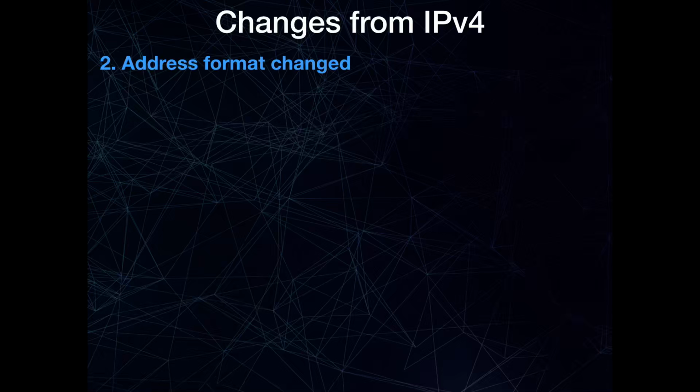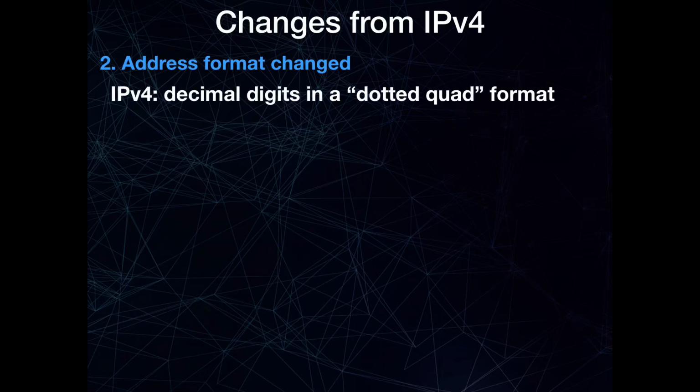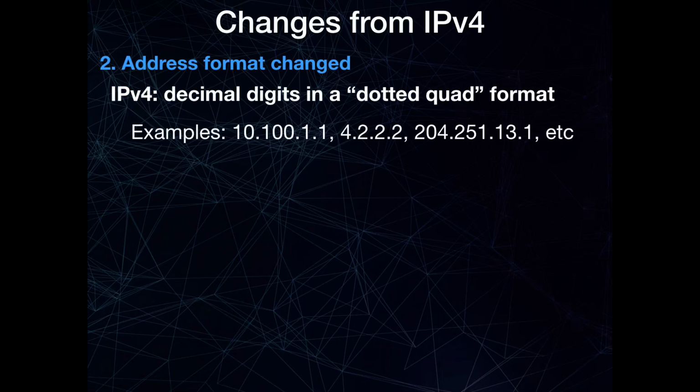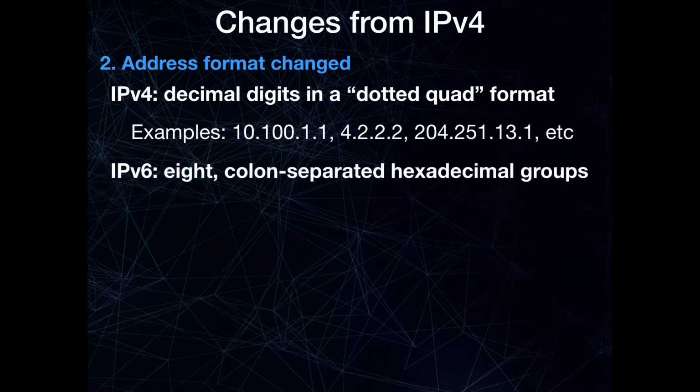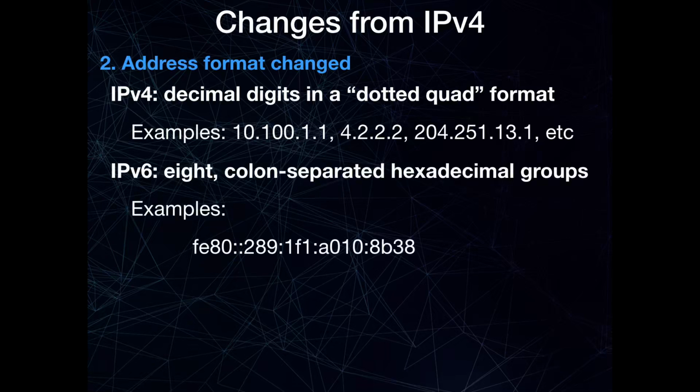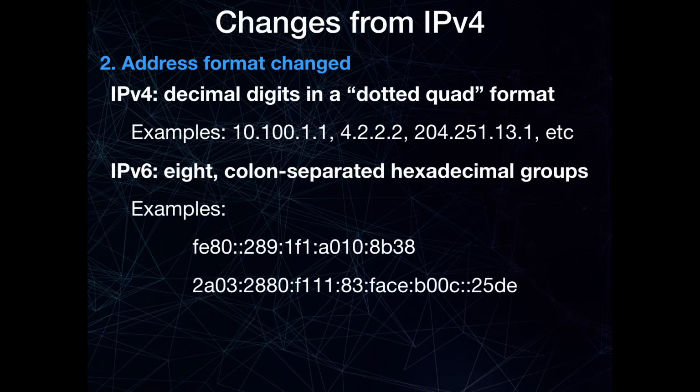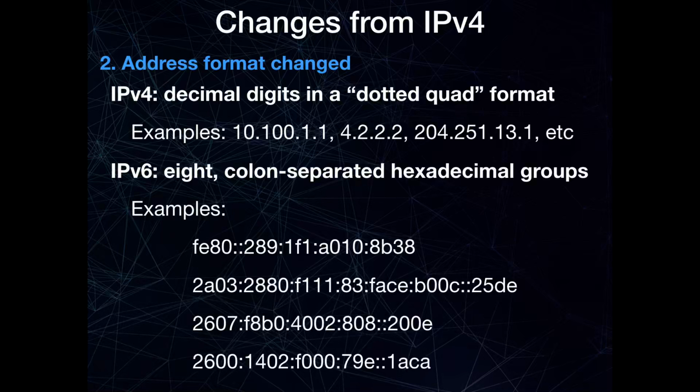Next, the address format has changed. Everyone is familiar with the dotted quad format. There's some examples right there. IP version 6 changes that to 8 colon-separated hexadecimal groups. Let's take a look. If we notice as I'm going through, not all of them have 8 groups. That's because IP version 6 allows you to truncate an address if you have a bunch of zeros together. So if, for example, in the first one, we only have 5 groups, but we have a double colon. That double colon signifies we had 3 groups that were just zeros. You can do that once per IPv6 address.